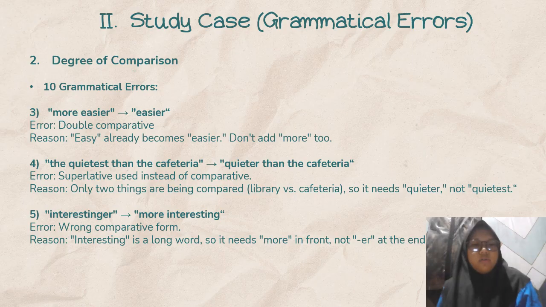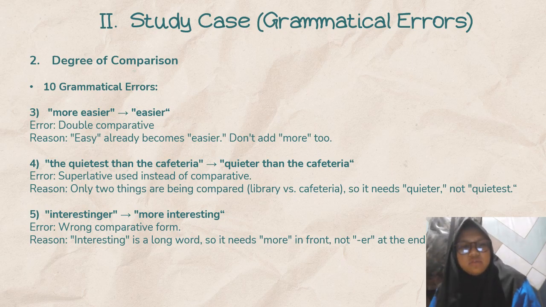Four, the quietest than the cafeteria. It should be quieter than the cafeteria. The error is superlative use instead of comparative. The reason is only two things are being compared, library versus cafeteria. So it means quieter, not quietest.